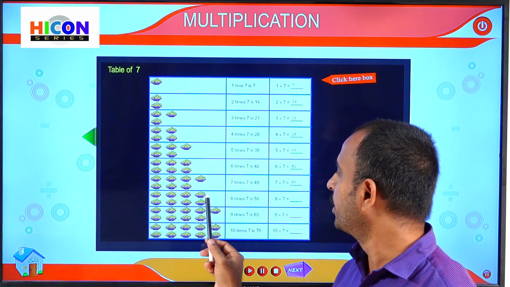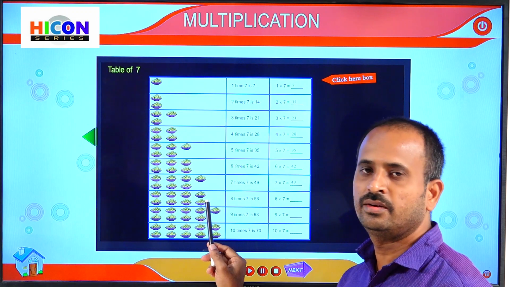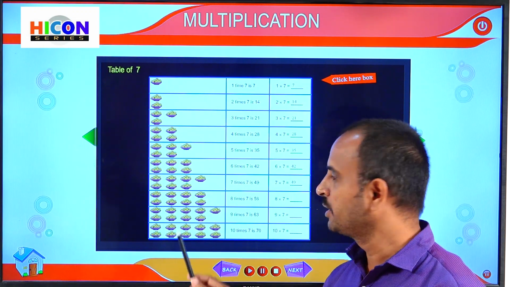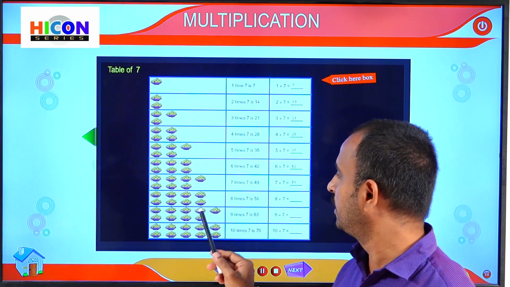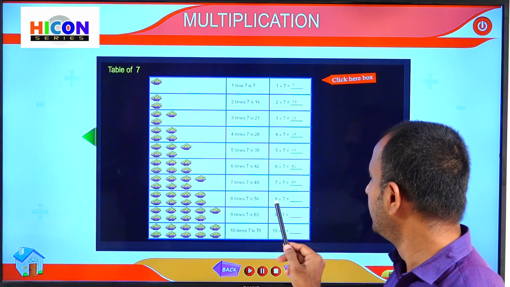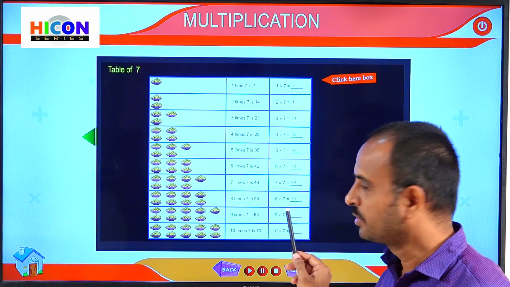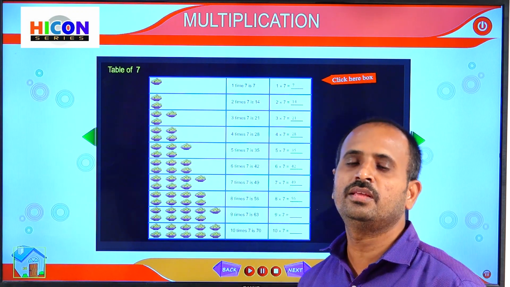And here, how many groups are there? 1, 2, 3, 4, 5, 6, 7, 8. So total there are 8 groups. Each group has 7 sweets. Can be written as 8 times 7, that is 8 into 7. So 8 7 jar 56. Total 56 sweets are there.